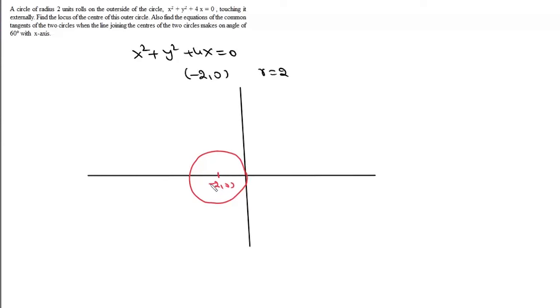This is (-2, 0), that's your origin, and its radius is 2 units. And then we have another circle which rolls on it, and suppose this angle is 60 degrees and its radius is also 2 units. Now we know that the center of this circle will move along this concentric circle.